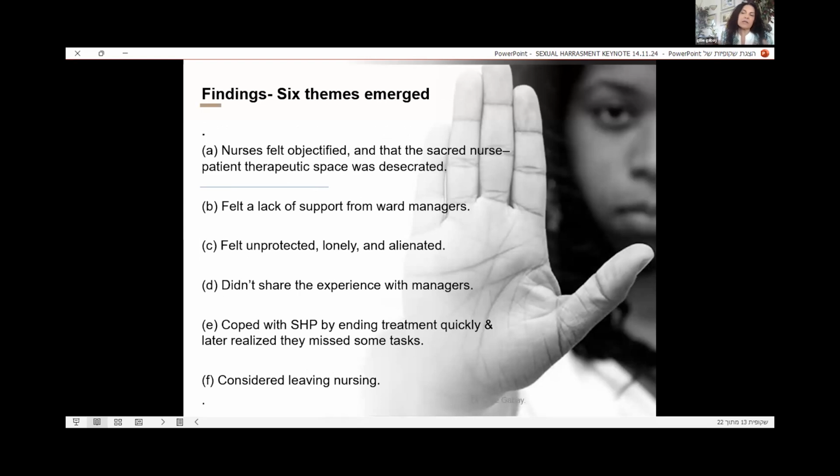So when we look at both studies, 6 themes emerged. 1, nurses felt objectified and that the very sacred patient-nurse therapeutic space was desecrated. They felt lack of support from their managers. They felt unprotected, lonely, and alienated. They didn't share the experience with their managers. They coped by ending the treatment as quickly as they could, and later realized that they missed very important tasks. And lastly, they considered leaving the profession.